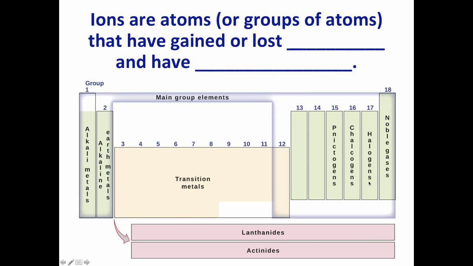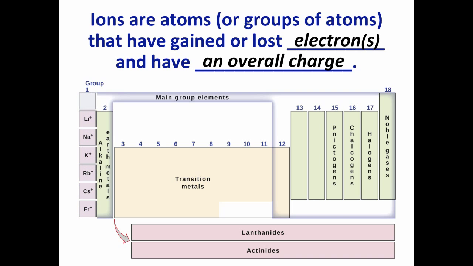Now, in general, ions are atoms, like we saw in the previous example, or they could even be groups of atoms that have either gained or lost electrons and therefore have an overall charge. And because elements in a given column have similar properties, and actually the reason they have similar properties is they have similarities in their electronic structure, more on that down the road, the elements in a given column tend to form ions of the same charge. The alkali metals all form positive 1 charged ions. The alkaline earth metals form positive 2 charged ions.